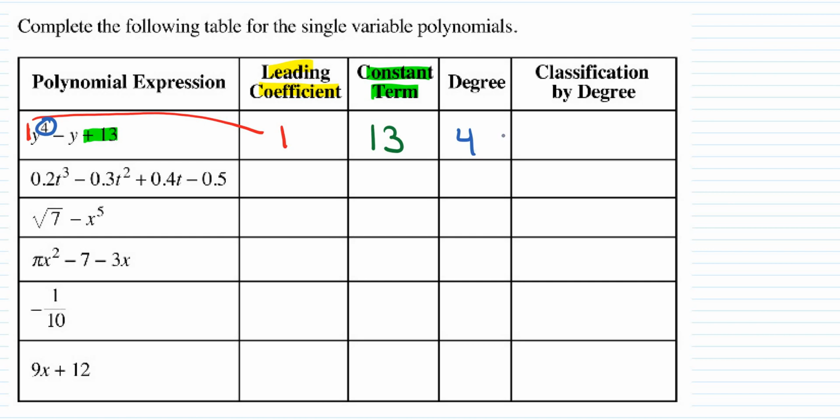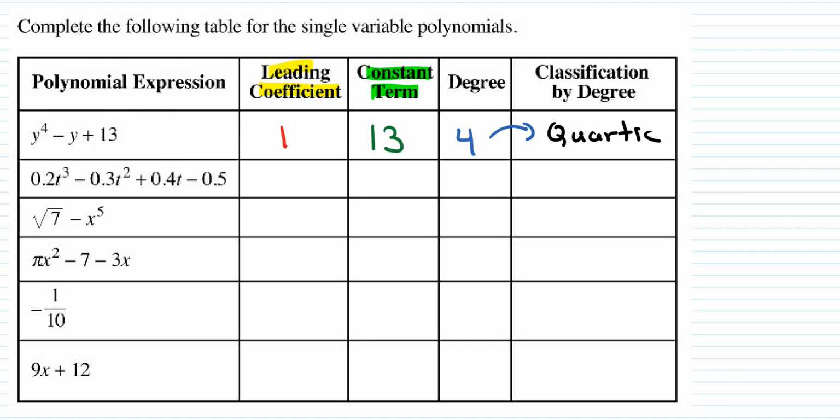And this is something that you'll learn a little bit later on in future math classes, but if you have a degree of 4, it is a polynomial, but more specifically, we call this a quartic function. And that's just for general interest. You don't need to know the names for specific polynomials for this class. Okay, let's move on to the next one here.